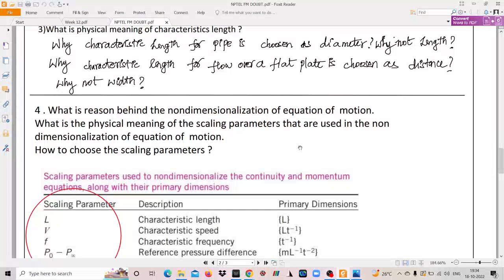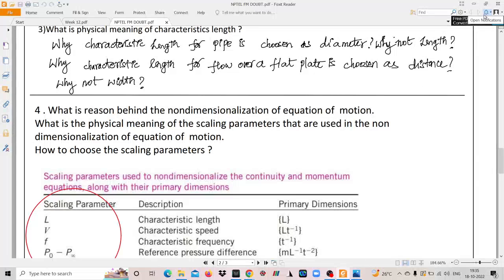Suppose initially we had independent parameters like x, y, z, and t, and dependent parameters like u, v, w. If we non-dimensionalize, we turn it into a form with only one physical parameter, like the Reynolds number, or Froude's number. So we are reducing the variables. Not exactly the variables. Variables are there, but we reduce the physical dependency.